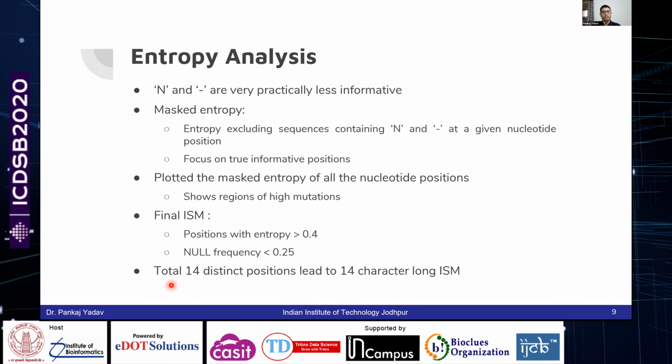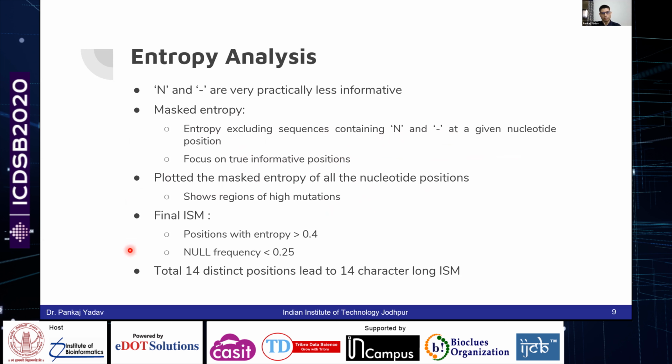So in entropy analysis, N and dash are not informative. Then there is another definition called masked entropy, which excludes those sequences containing N and dash at a given nucleotide position. Now we are trying to improve or enrich the information. With the masked entropy concept, we focus on truly informative positions. The plots that we show in the next slides are the masked entropy of all the nucleotide positions, and they show the regions of high mutations.